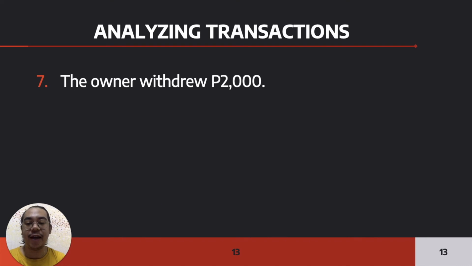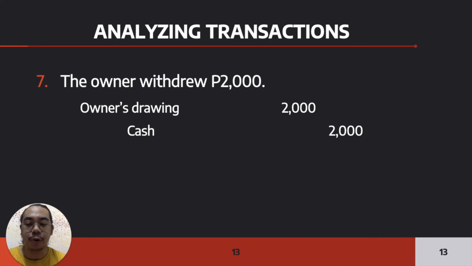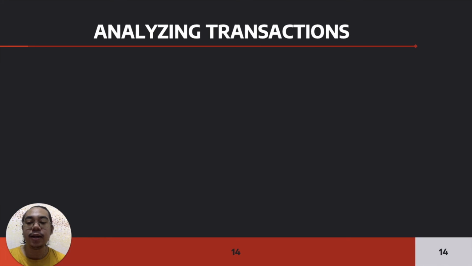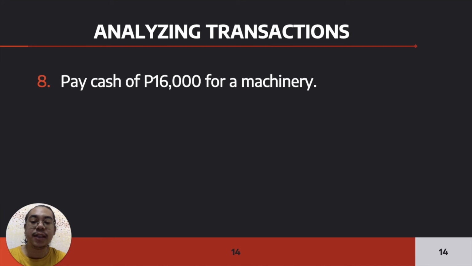Transaction number 7. The owner withdrew 2,000 pesos. This is an example of a drawing account. Ang drawing account, normal balance niya ay debit. So debit, owner's drawing, 2,000. Anong kinuha niya sa business? Cash. So nawalan ng cash ang business. Kaya credit cash, 2,000.